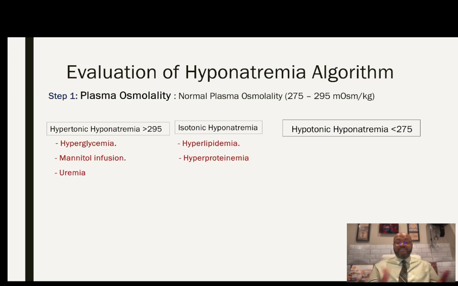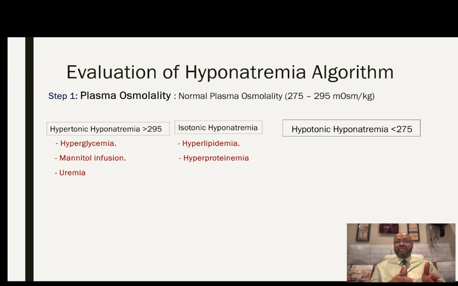And then you break down to the possible causes. The hypertonic ones can be caused by hyperglycemia, mannitol, uremia. But let's think about it for a bit. If you think of plasma osmolarity, there is a formula to calculate the plasma osmolarity. And that formula incorporates all the substances or solutes that do contribute to osmolarity. And again, I'm trying to keep this as simple as possible.